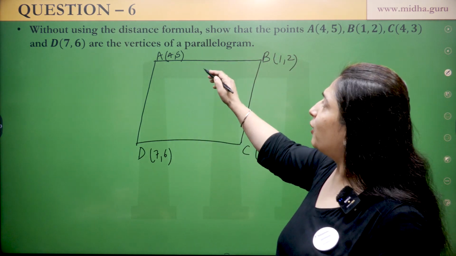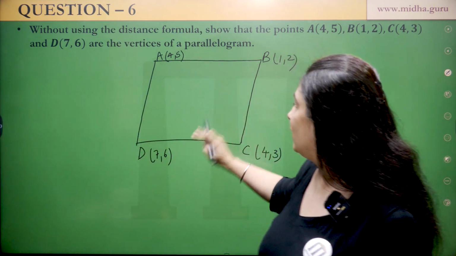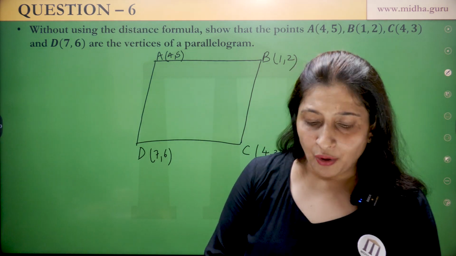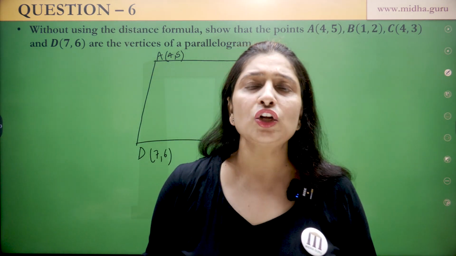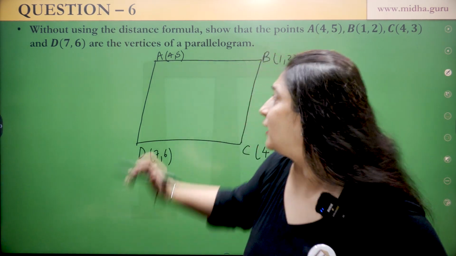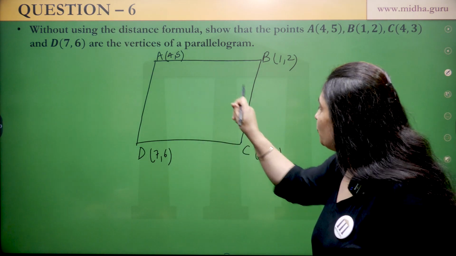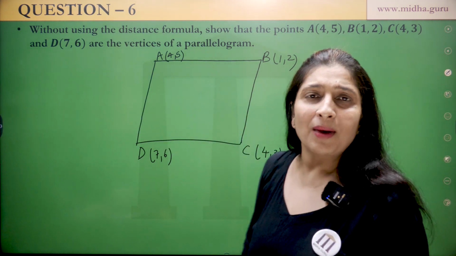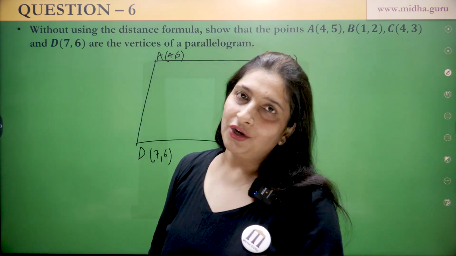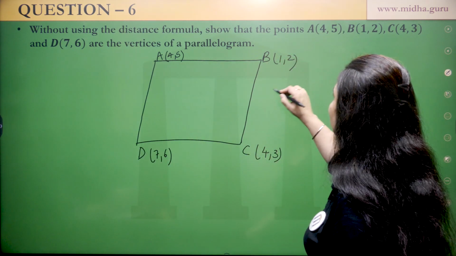The next way is you have to prove both pairs of opposite sides as parallel. If AB is parallel to CD and BC is parallel to AD, then ABCD will be a parallelogram. So how will we prove two lines to be parallel using the slope? We'll find the slope of all the lines and show that the slope of AB is equal to CD, so they are parallel lines. And if the slope of BC is equal to AD, then again they are parallel lines. We know if the lines are parallel, then the slopes are equal. Now we'll prove that the slopes are equal, then the lines will be parallel. So we'll start with taking out the slope.